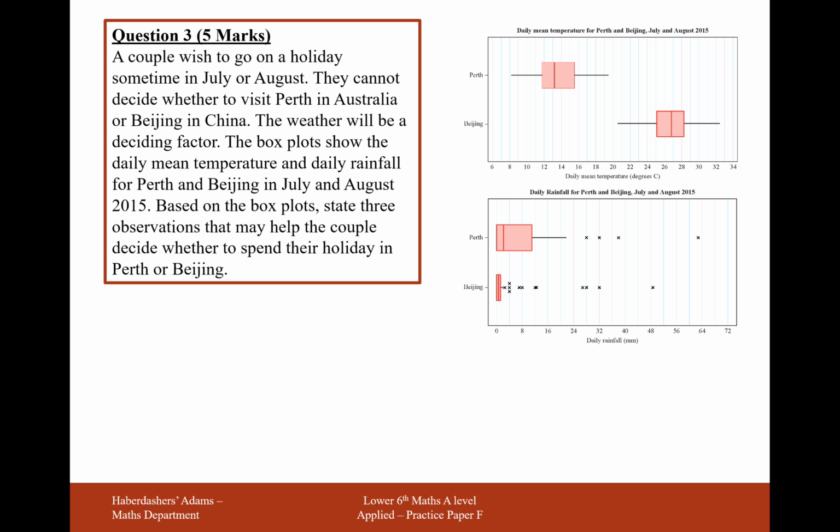In respect of rainfall, there is likely to be more rain in Perth than there is going to be in Beijing for each day. Most days in Beijing have no rain, whereas there is some rain in Perth during July and August. Less rainfall in Beijing, less likely to have high rainfall in Beijing. Rainfall in Beijing is consistently less than in Perth.